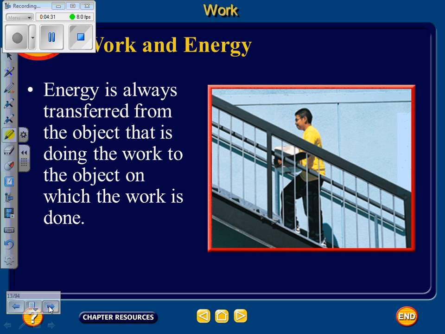Energy is always transferred from the object that is doing the work to the object on which the work is done. In this example, the boy or man isn't doing any more work on the box. He lifted it up to this height, but he's not doing any more work because the box isn't moving. Even though he's moving with the box up these stairs, he's not doing any more work, scientifically speaking, to the box.